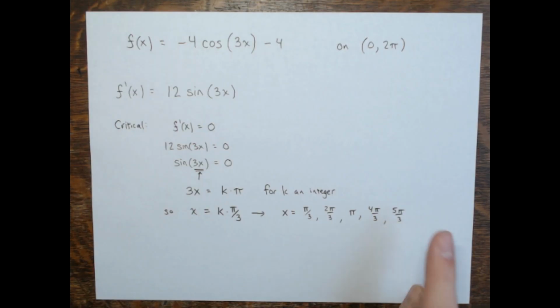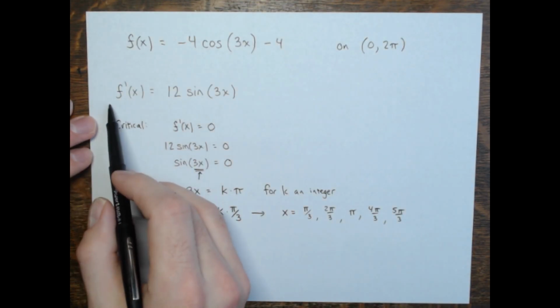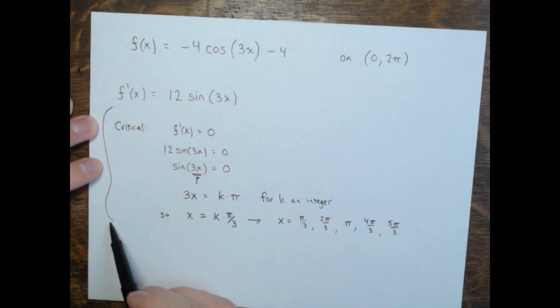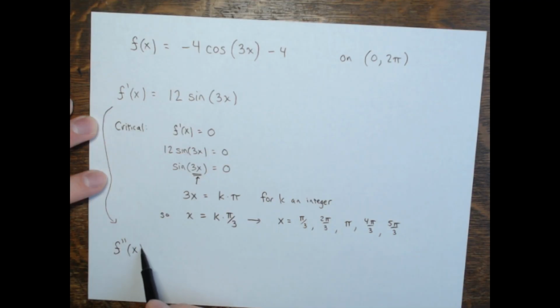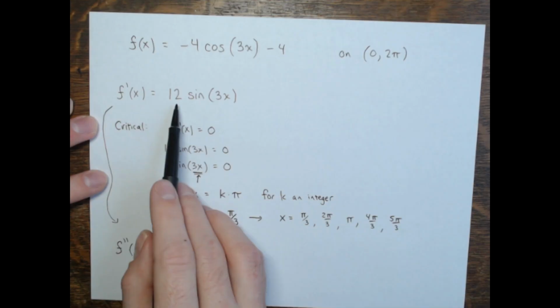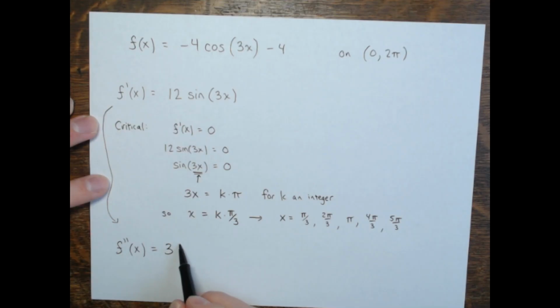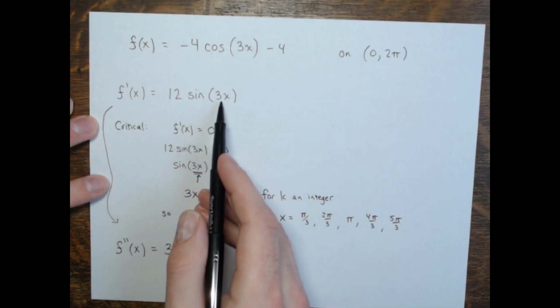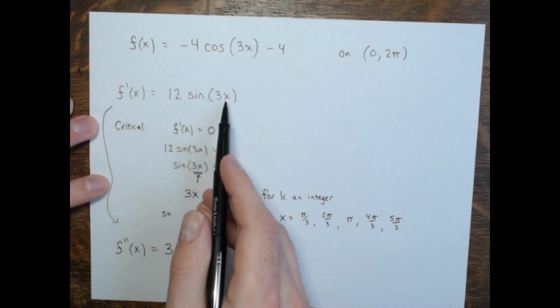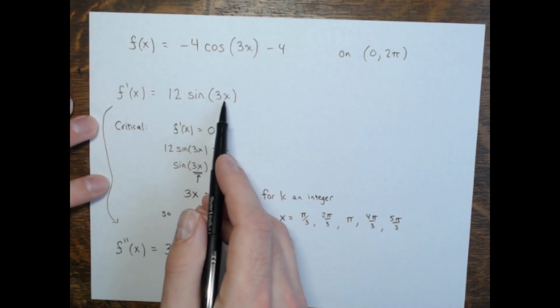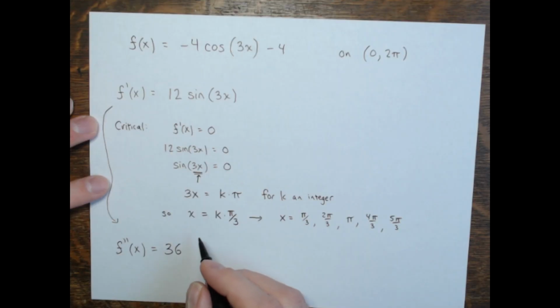So this second derivative test is, all right, let's take the second derivative. So again, f double prime would be 36 times the cosine of 3x. So I'm using chain rule there. I'd have to multiply by 3 again, right? The derivative of the sine of something is the cosine of that thing, and then times the derivative of the thing inside. And 12 times 3 is 36. So it's 36 times the cosine of 3x.